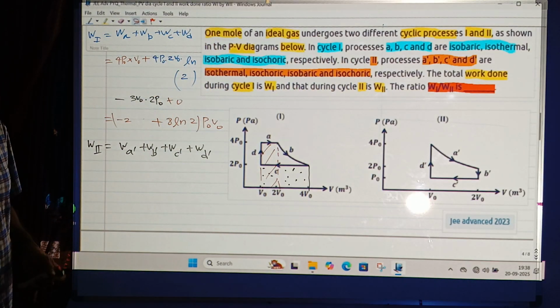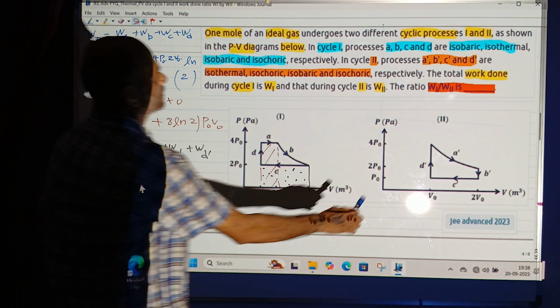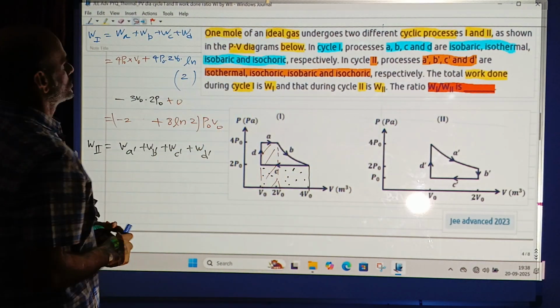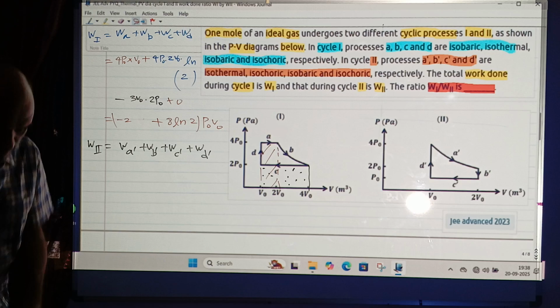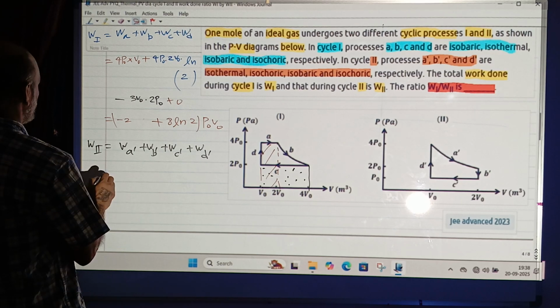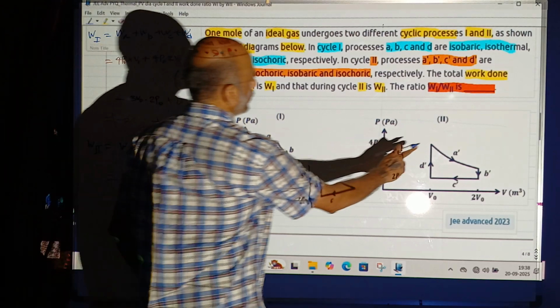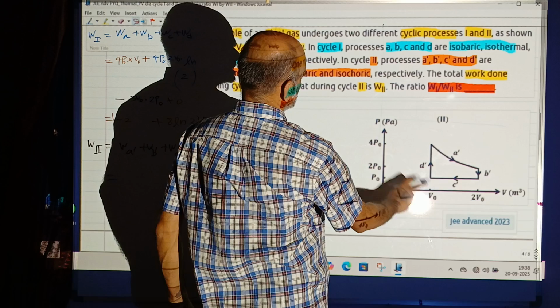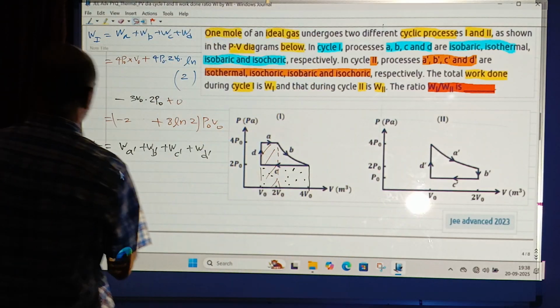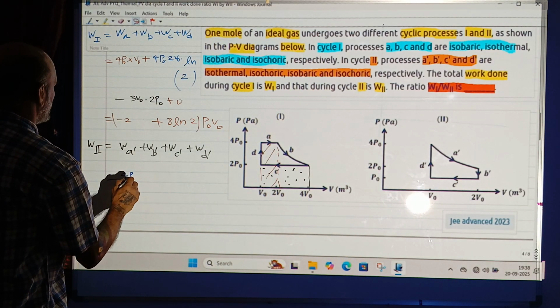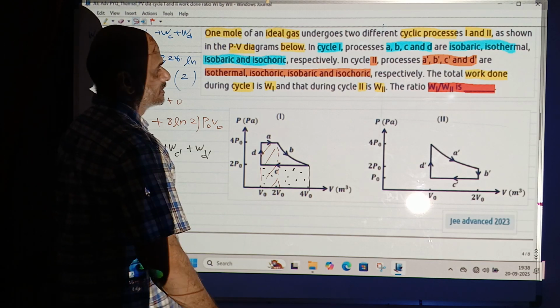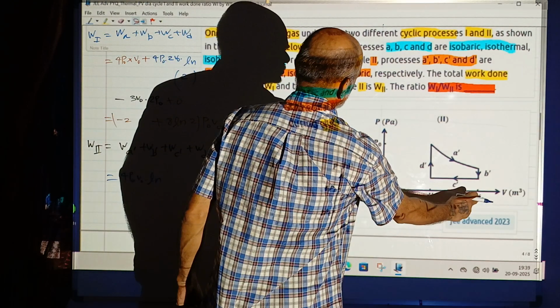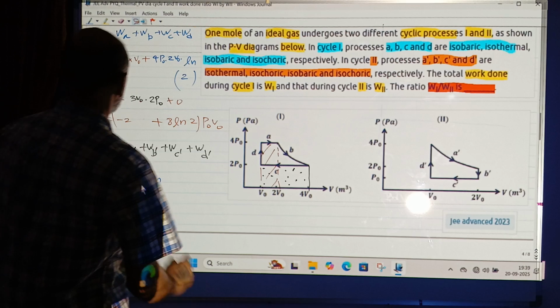So W A prime is an isothermal process. A prime is isothermal, so we'll use the formula for the work done, which is P1 V1, the initial volume into the initial pressure, or 4 P naught into V naught. So 4 P naught V naught into logarithm of the volume ratio, final volume by initial volume. So it's 2 V naught by V naught. That's 2.